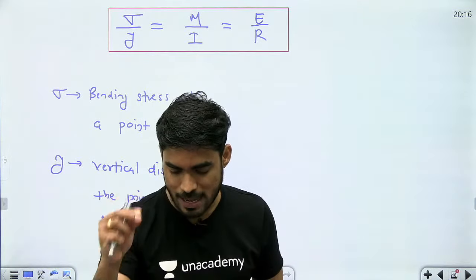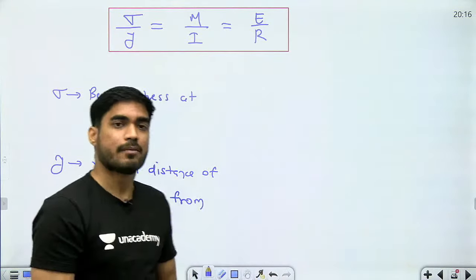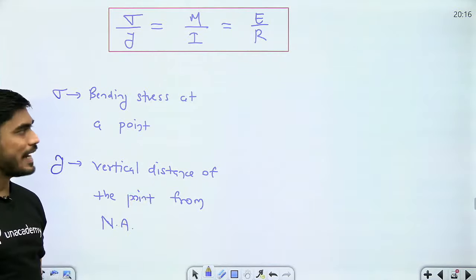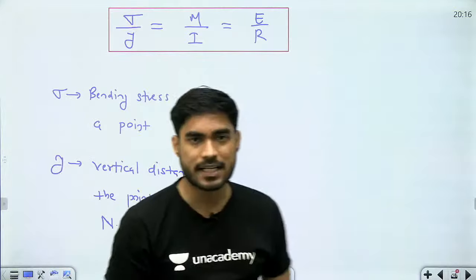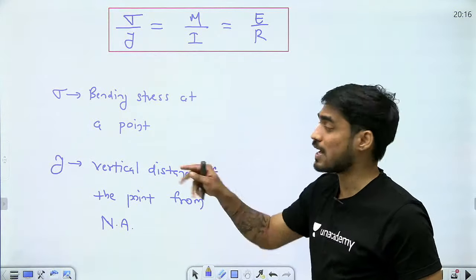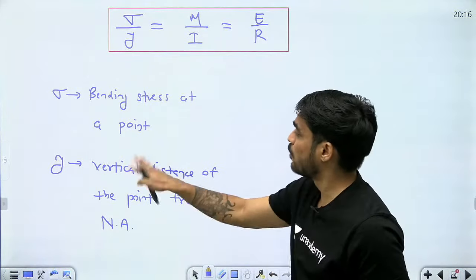ठीक है, तो ये चीज आपको क्लियर है कि neutral axis का location पता होना क्यों जरूरी है? Because if you don't know the location of neutral axis, how will you calculate y? And if you don't know y, how will you calculate sigma? So sigma is the bending stress and y is the vertical distance of the point where you are calculating sigma from neutral axis. Okay, तो ये दोनों point clear है.